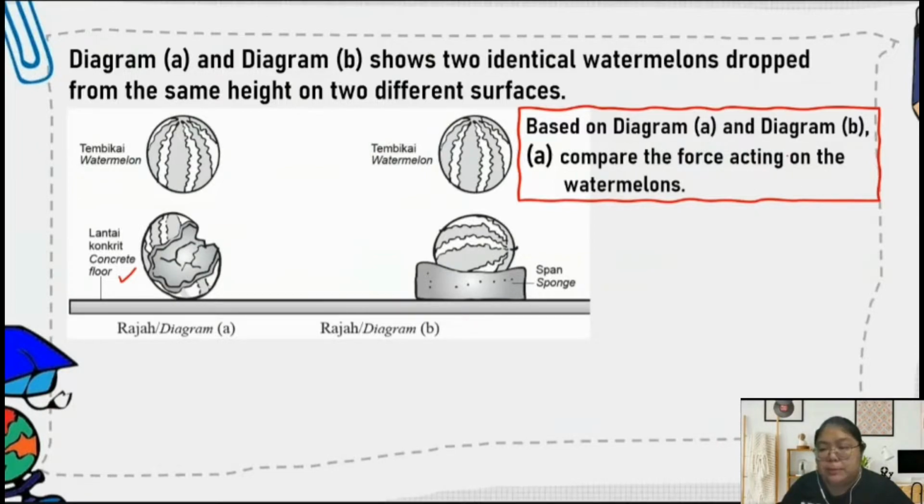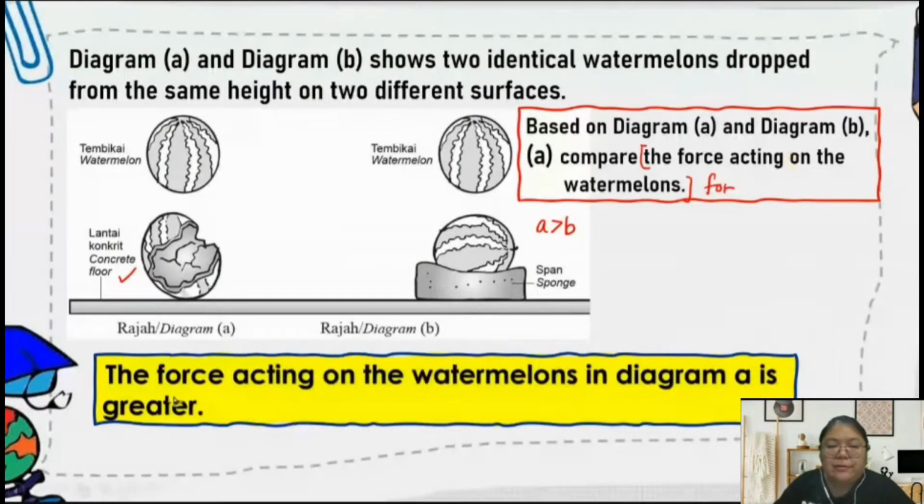Normally we answer with a full sentence. I know some students write just B, the force at A is bigger than B. Some will do like this. This one is too short, because sometimes the mark scheme wants a full sentence. Although they are correct, they say it is too short, not a complete sentence, so they want you to put the full one. So how do you start? You just copy from the question. The force acting on the watermelon for which one? For diagram B or A. Then after that, answer with a full sentence.